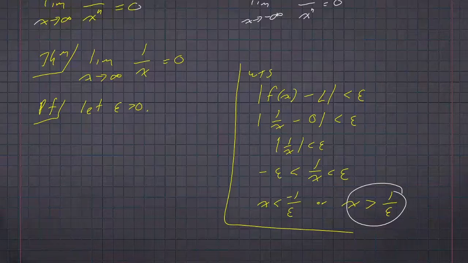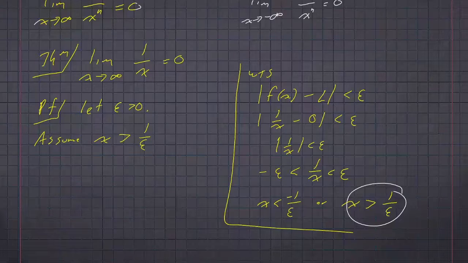That's our aside. Coming back into the proof, let's assume that x is greater than 1 over epsilon. And because x is greater than 1 over epsilon, we can work backwards through this whole idea. That means that 1 over x must be less than epsilon. And taking the absolute value, because I know that epsilon is greater than 0, that means that x has to be positive.